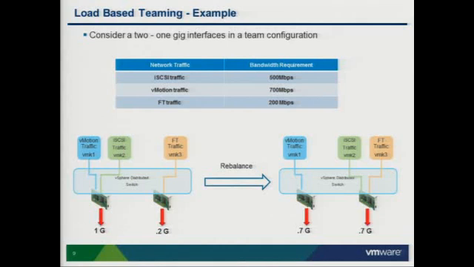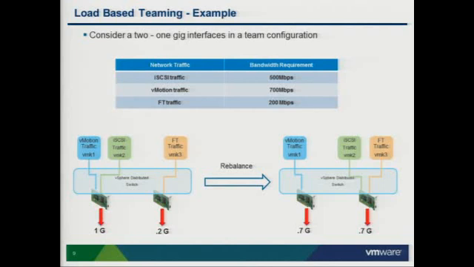initially load-based teaming uses a hash algorithm and hashed iSCSI and vMotion to NIC number 1. And you can see the utilization of that link is more than 1 gig, because 700 plus 500 is 1.2 gig of traffic mapped to NIC 1. Then the FT traffic is mapped to NIC 2. Based on the utilization of these links, the load-based teaming algorithm will now kick in.